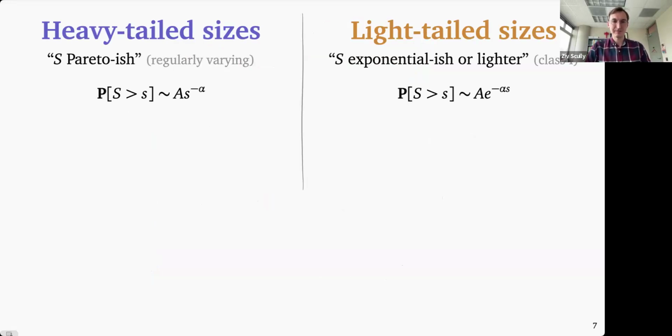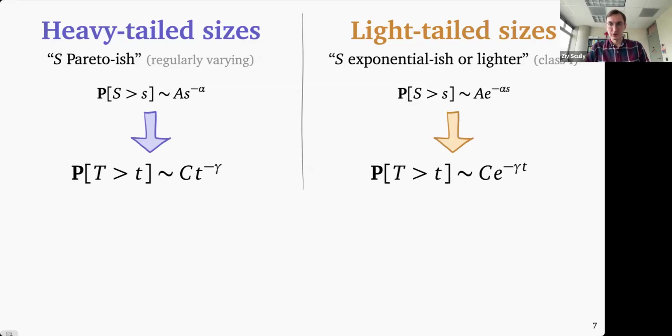So in the heavy-tailed world, if S is roughly Pareto, that means that for basically any reasonable policy, the response time is also going to be roughly Pareto. And similarly for exponential, if your job size distribution is roughly exponential, then your response time tail is also going to be asymptotically exponential.